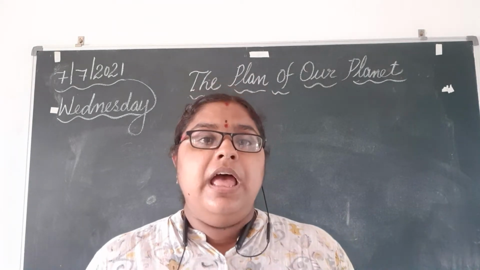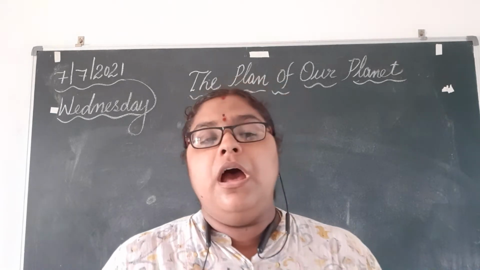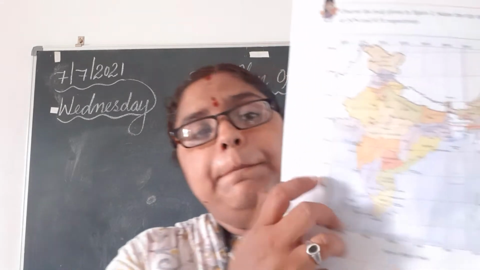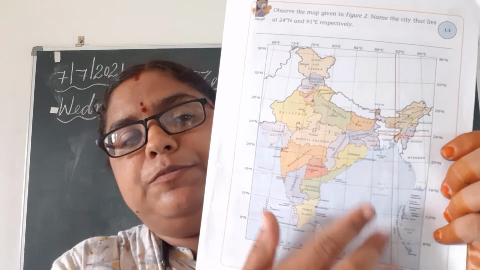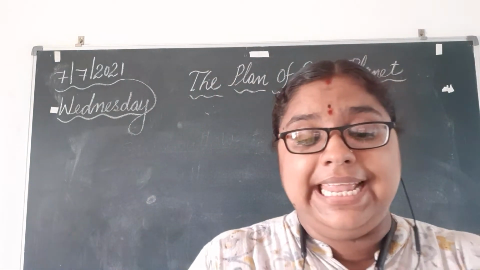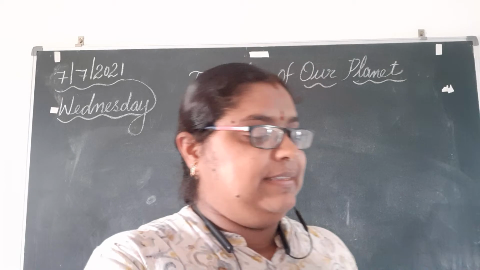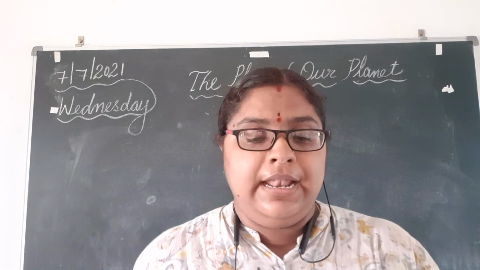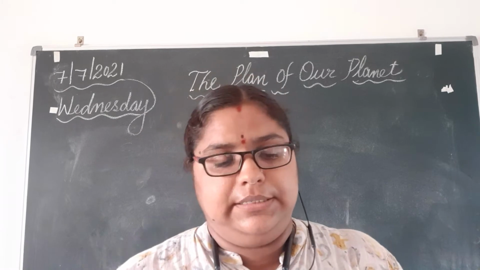For example, a water body is usually represented in blue color. How is a water body represented on the map? Usually in blue color. This blue color is all water. A landform is in green color. And mountains are in brown color. How are mountains represented? In brown color.